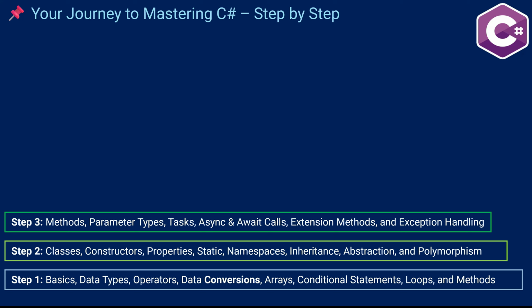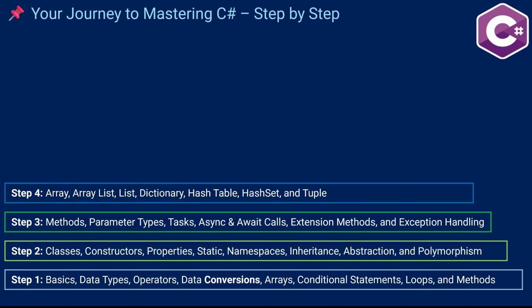Why is this step important? Methods make code reusable, parameter types allow flexibility, and async and await prevent applications from freezing. Tasks enable multi-threading, and exception handling ensures programs run smoothly without unexpected crashes. So once you are confident in this step, you will be able to build fast and responsive applications.